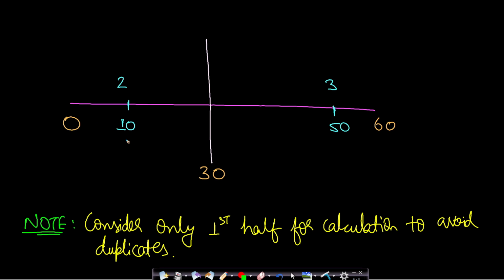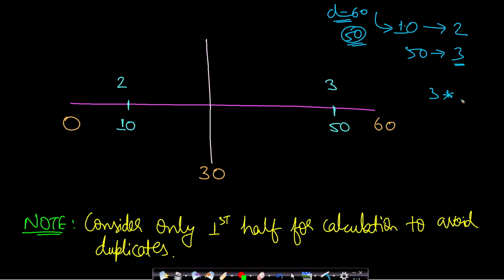Let's say in the map it was given that 10 is occurring 2 times and 50 is occurring 3 times. When we were at 10, and our divisor value is obviously 60, we were searching for element 50. So 50 was present 3 times. So the total count value would be count of 50 into count of 10, which is 6.